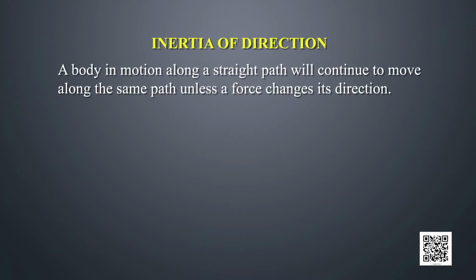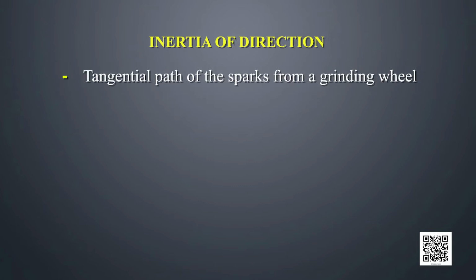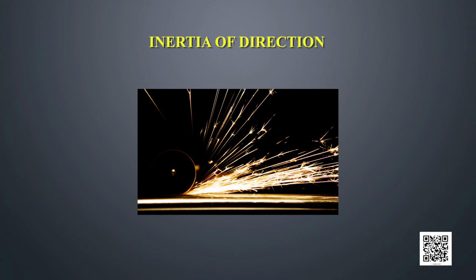That is, a body in motion along a straight path will continue to move along the same path unless a force changes its direction. Here we can take an example. The tangential path of sparks from a grinding wheel is an example of inertia of direction. If we look at the sparks carefully, the sparks move and leave the surface of the grinding wheel along a tangent. They do not go along a circular path like the grinding wheel.